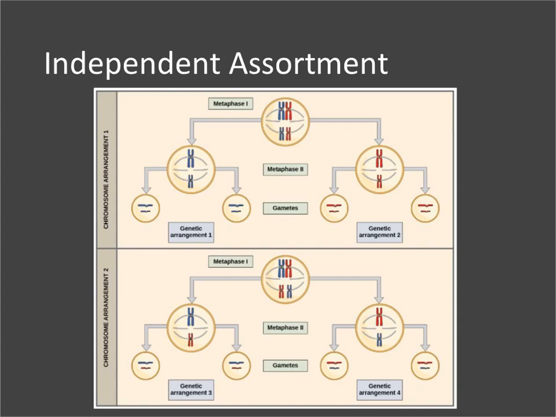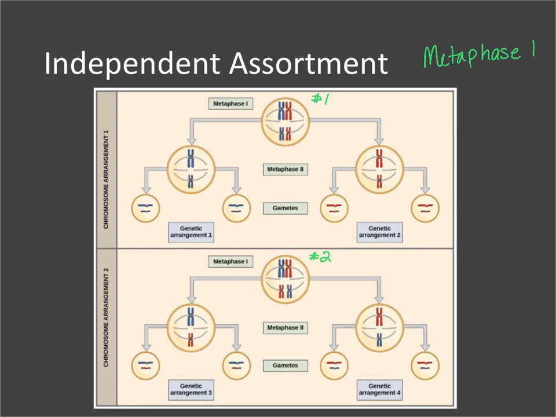This image is just showing you different possibilities of how the chromosomes can line up during metaphase 1. So this is during, remember, metaphase 1, in which the homologous chromosomes are pairing up with each other and then lining up in the middle of the cell. So you can see in this top option, this would be option number 1, and then down here we would have option number 2. You can see in option number 1 that we end up with the blue chromosomes on the left and the red chromosomes on the right.